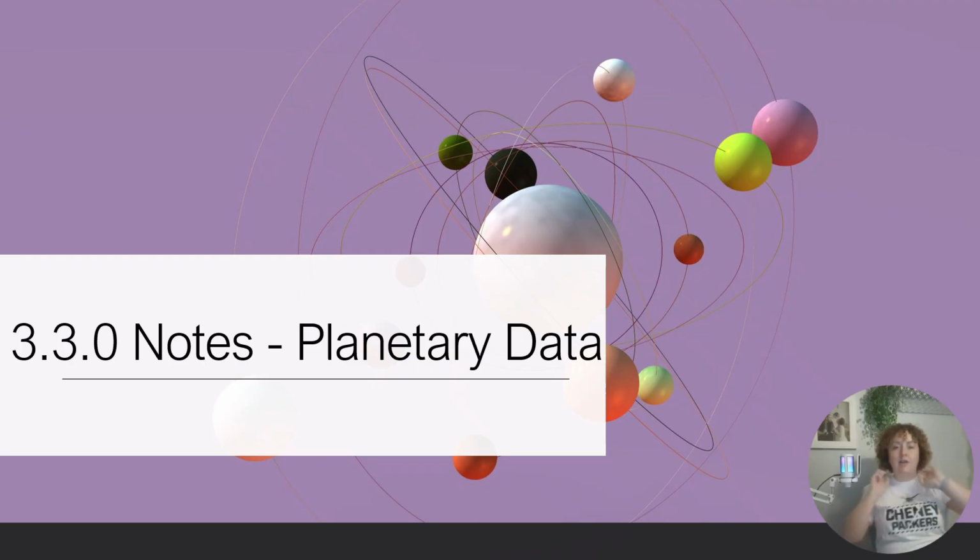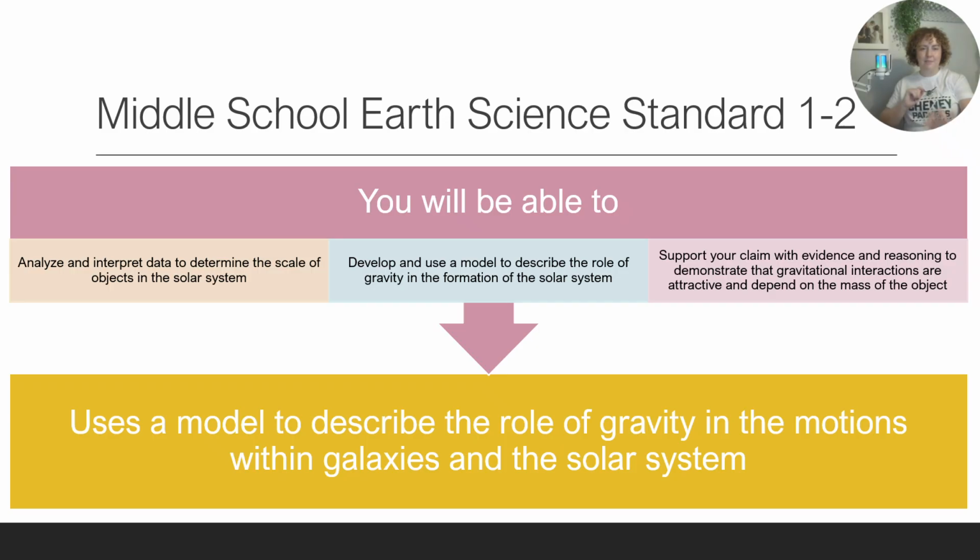So this is planetary data where we're going to focus in on the inner planets, but we will get to the outer planets next. So we are really focusing in on Middle School Earth Science Standard 1-2, which states that you'll be able to use a model to describe the role of gravity in the motion within galaxies and the solar system.